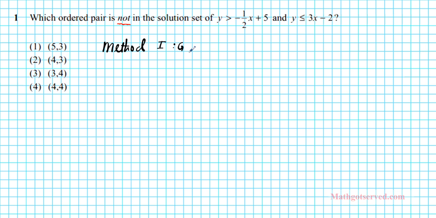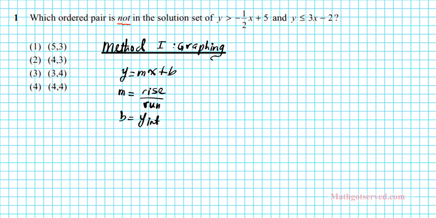All right, so how do you graph a system of linear inequalities? It's very similar to graphing a line. So let's go over how to graph a line first. Let's say you have y equals mx plus b. How do you graph a line? You know that m is equal to rise over run, and you know that b is your y-intercept. So where do you start?